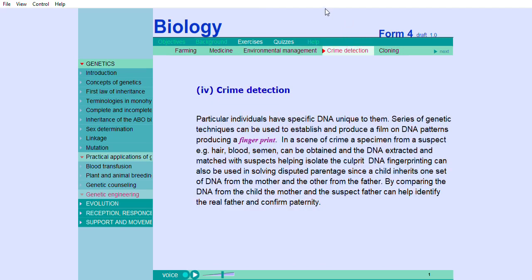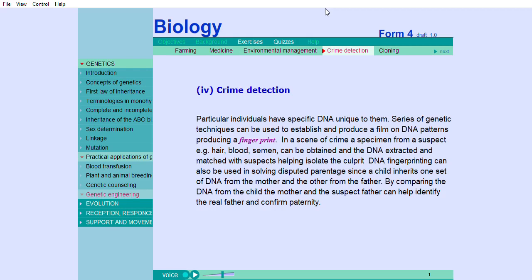Crime detection. Particular individuals have specific DNA unique to them. A series of genetic techniques can be used to establish and produce a film on DNA patterns, producing a fingerprint. At a scene of crime, a specimen from a suspect, for example hair, blood, or semen, can be obtained and the DNA extracted and matched with suspects, helping isolate the culprit.